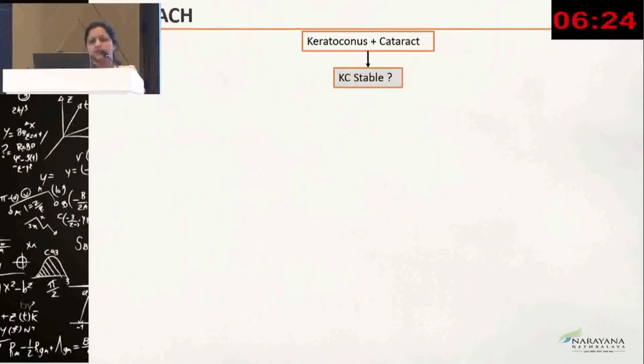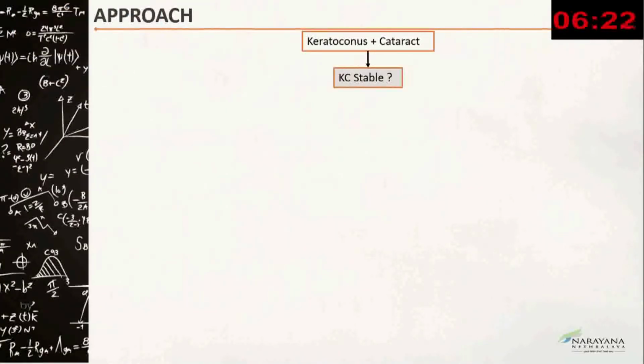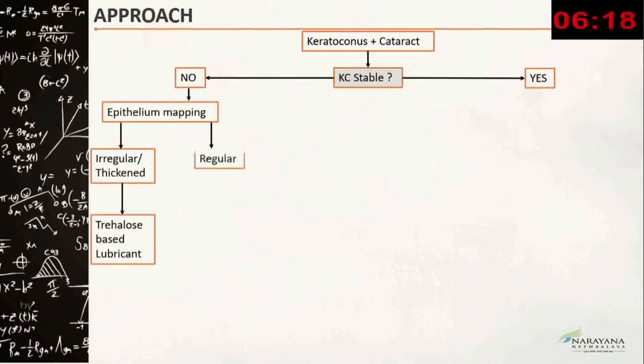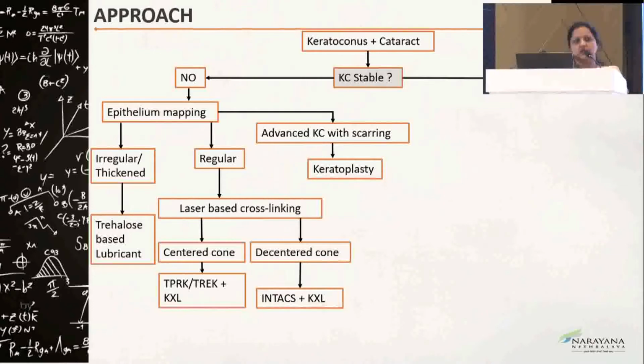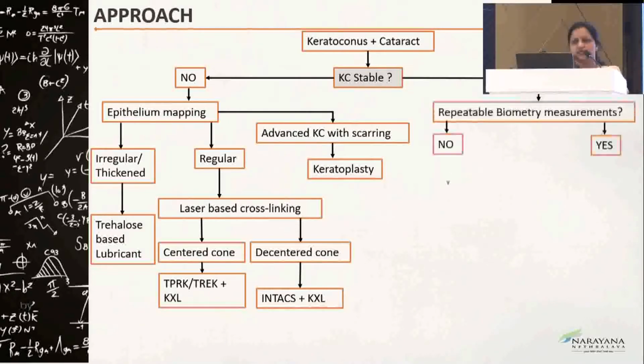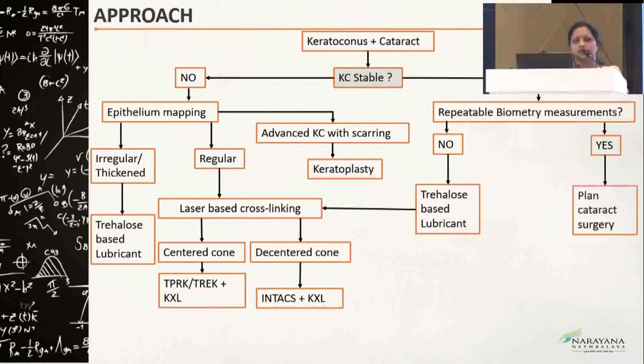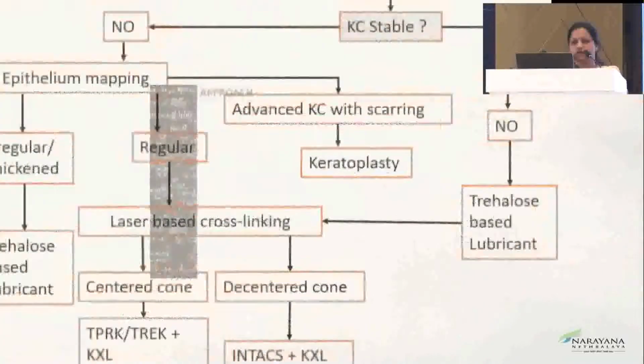This is our approach. First, we have to find out whether the KC is stable. If it is not stable, we do epithelial mapping, and if it is irregular or thickened, we give them a month's treatment with a trehalose-based lubricant. Then we see whether the cone is centered or decentered, and act accordingly. The details of the whole discussion about the treatment and approach for keratoconus are out of scope for this discussion.